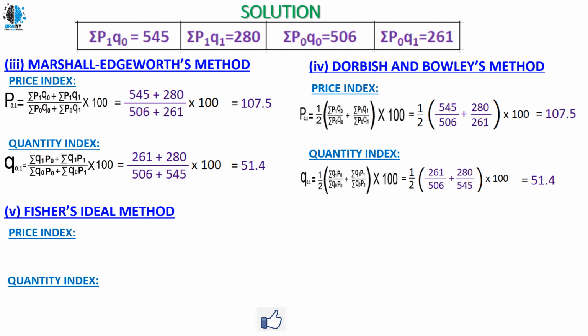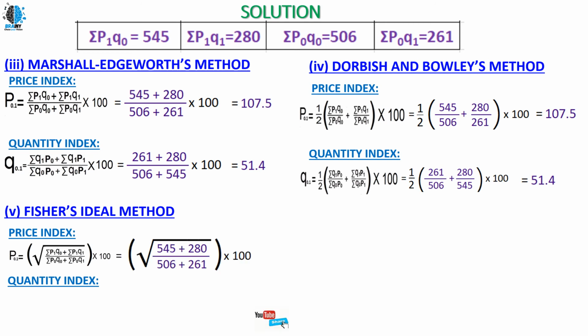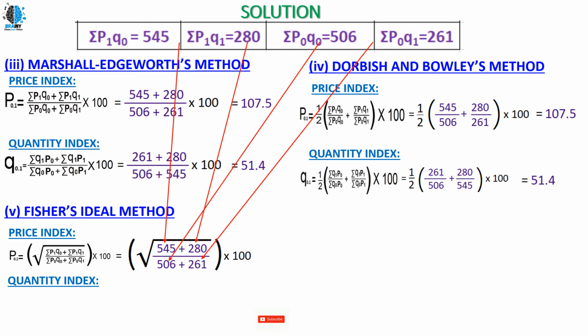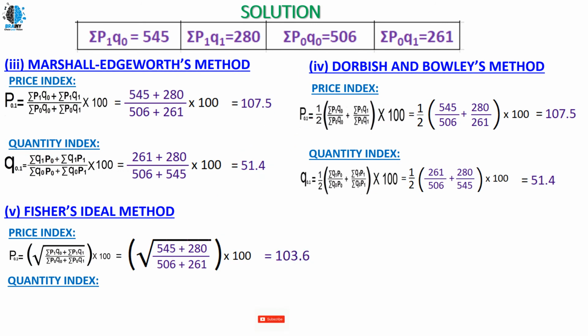Next I have Fisher's ideal method. For the price index, the author is taking the geometric mean of the Laspeyres and Paasche methods. So I have the values here: 545 plus 280 divided by 506 plus 261. I'm going to do the entire calculation, and I get the final value 103.6. This is the price index under Fisher's ideal method.